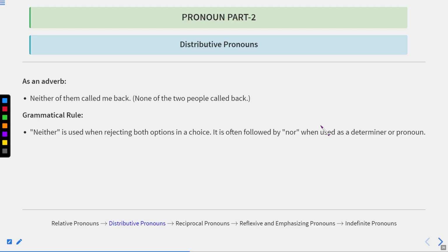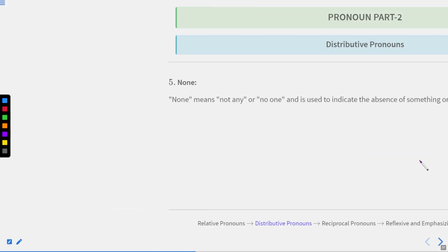Grammatical rule: neither is used when rejecting both options in a choice. It is often followed by nor when used as a determiner or pronoun. But you can say when the neither and nor pair is used, that is a conjunction, not a pronoun. Okay, that is a conjunction. Okay. Now let us move to the next one.